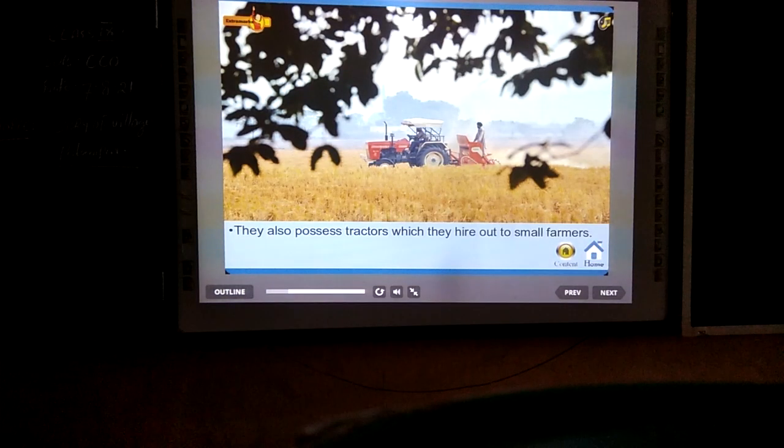They also possess tractors which they hire out to small farmers. The tools and machines such as tractors, harvesters, and tube wells are part of physical capital for farming.